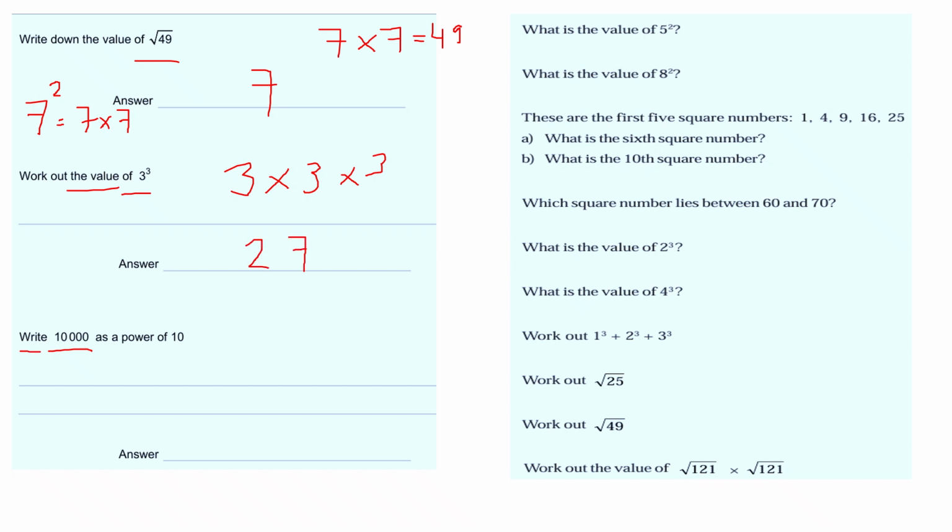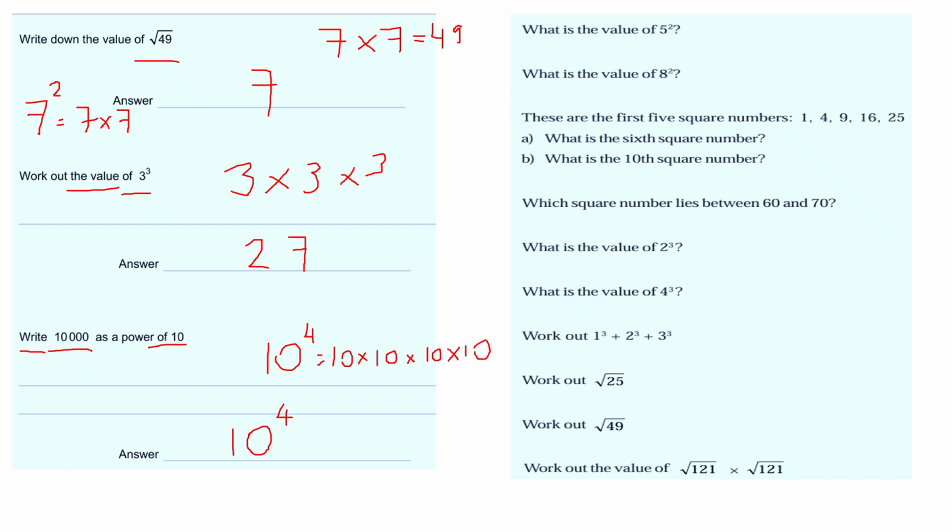Next up, this time it says write 10,000 as a power of 10. We've got 4 zeros, so it's 10 to the power of 4. 10 to the power of 4 just means 10 times 10 times 10 times 10. I'm multiplying it by itself 3 times, because I've got 4 zeros there, so it's the power of 4.